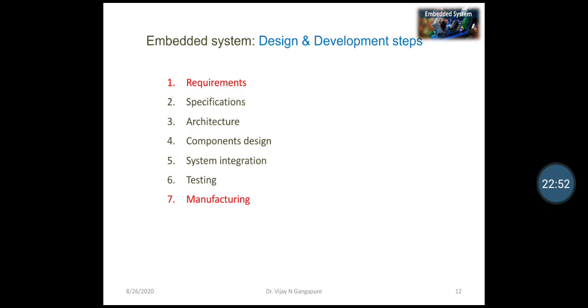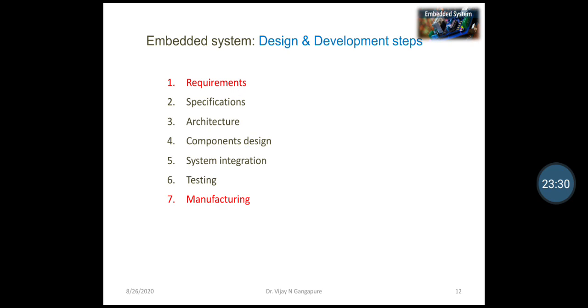Second, from that requirement you can state specifications of the embedded system being developed or designed. Then from these specifications, you can draw the architecture or block diagram, simply a block diagram of the embedded system of that particular customer. Then each block can be designed, that is called components design. So in that embedded system a number of blocks are there, so designing each block in detail, that is the next stage, the components design.